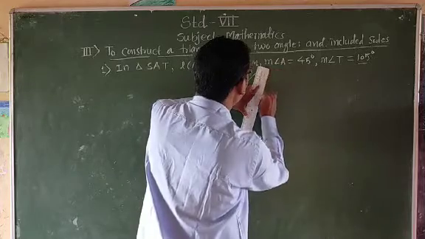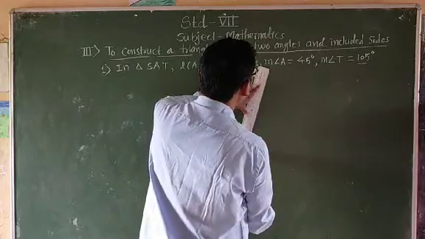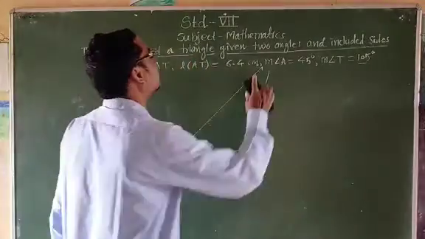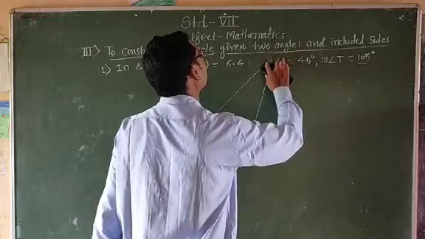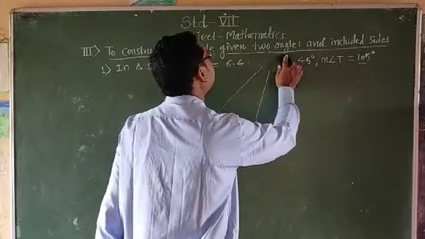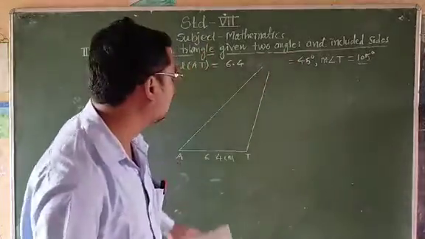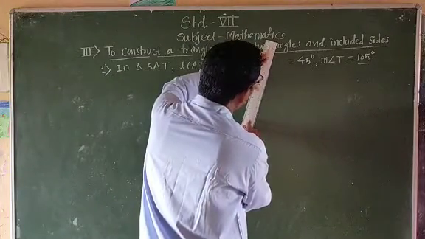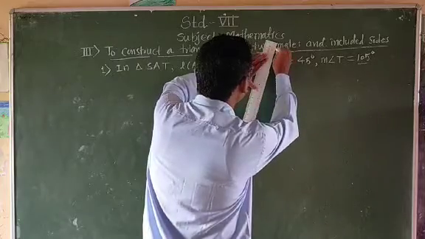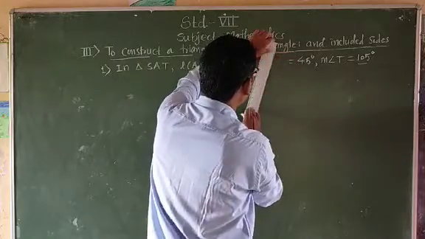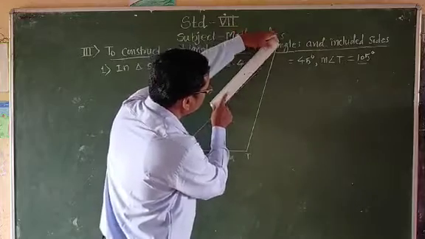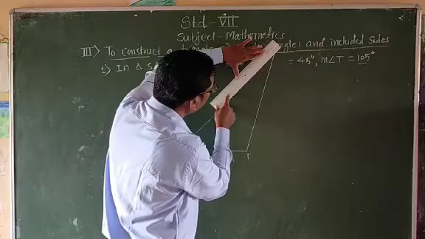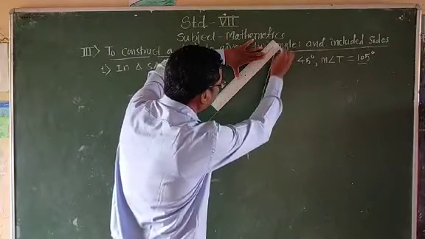Now look here, we have to extend. We have to extend this. Here we didn't get any intersection of these two rays. Then we have to extend the ray. So here, look here, this ray from the point A, here also we have to extend.